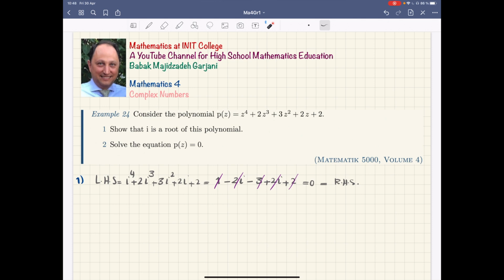No, that's not a problem. Of course, it becomes a little bit harder problem. This was a level 3 problem in that Mathematics 5000 book. But can you foresee what will be your problem?